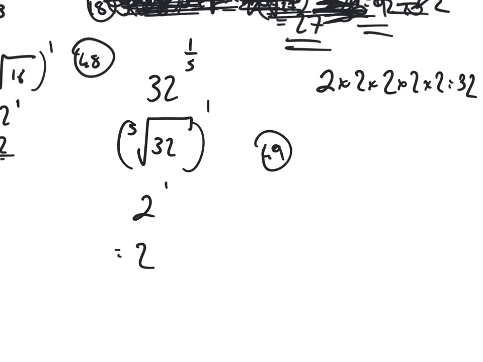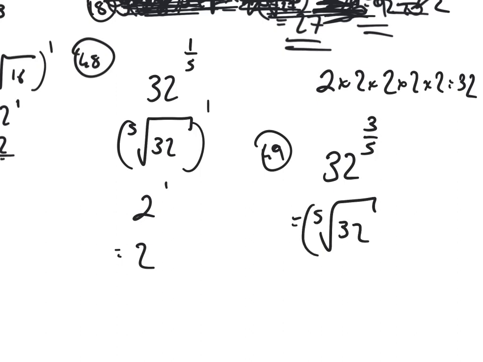Example 49. 32 to the power 3/5. Well, that's the fifth root of 32 brought to the power 3. The fifth root of 32 is 2 again, so 2 cubed, 2 times 2 times 2, and that's 8.